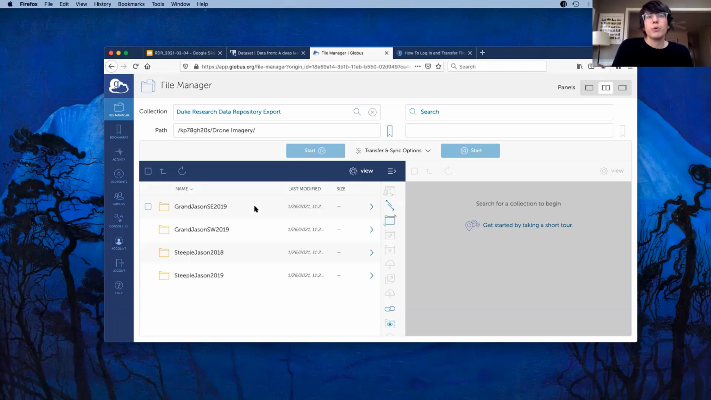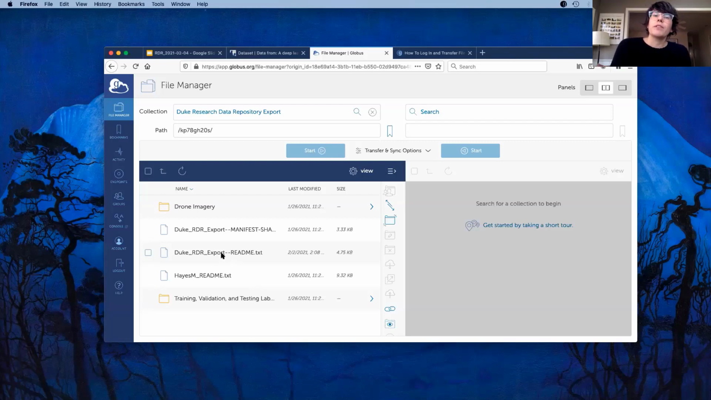So in this case, she has a folder for drone imagery and a separate subdirectory for a couple of TIFFs. You'll see the README that the depositor has provided for the data set that describes the data methodology and all of that. And then you'll see these two system generated files that are prepended with the Duke RDR export. One of those is a system generated README file that includes all of the data set's metadata and a copy of the acceptable use policy for data that's been downloaded from the RDR.